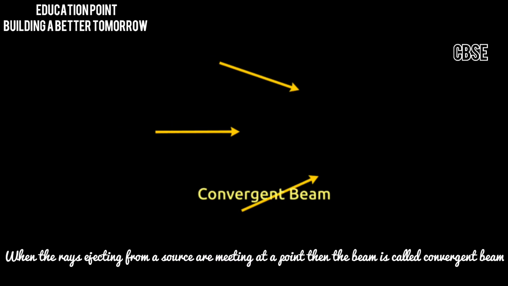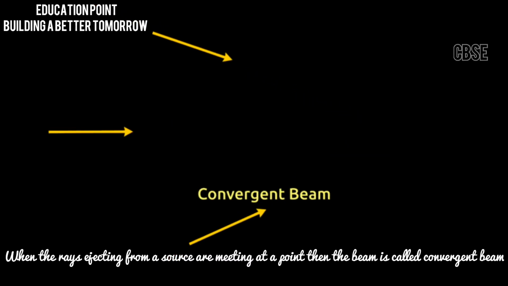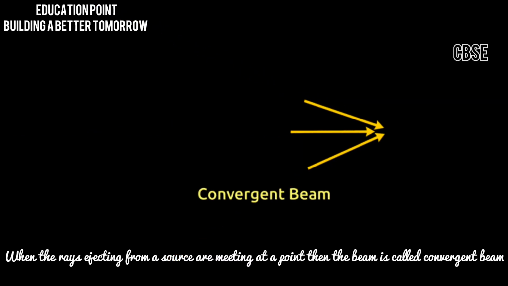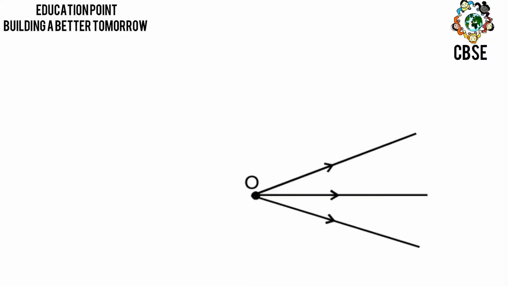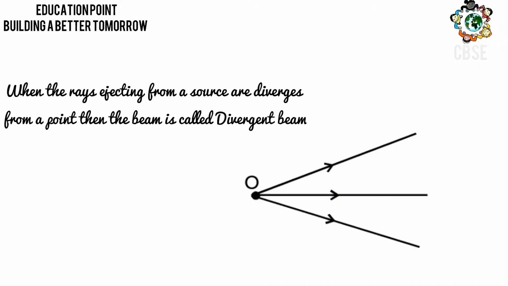When the rays ejecting from a source are meeting at a point, then the beam is called a convergent beam. When the light rays from a source diverge from a point, then the beam is called a divergent beam.